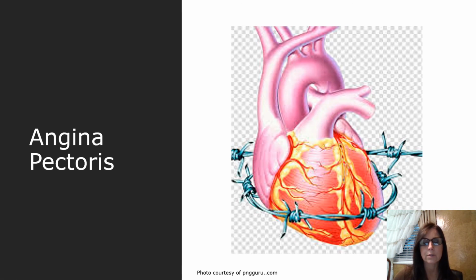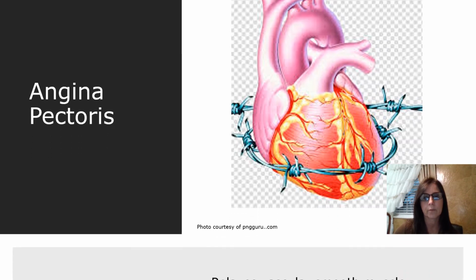IHD is a leading cause of deaths worldwide. As mentioned previously, IHD can lead to sudden, severe, crushing chest pain that may radiate to the neck, jaw, back, and arms.